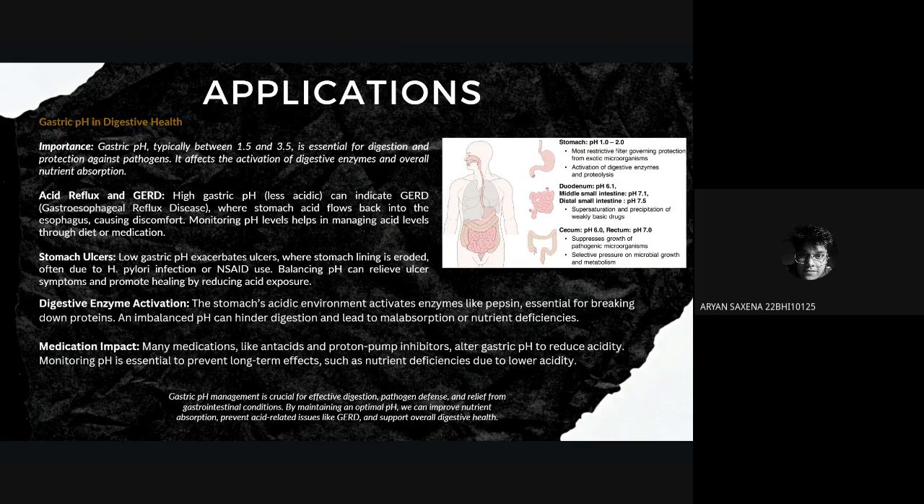Gastric pH ranging from 1.5 to 3.5 is vital for digestion and protection. The highly acidic environment activates key digestive enzymes and defends against harmful pathogens, ensuring proper nutrient absorption. However, imbalances in gastric pH can lead to these health issues.